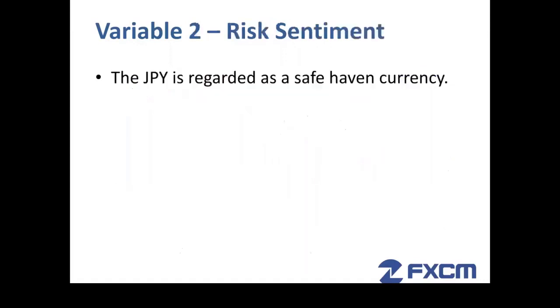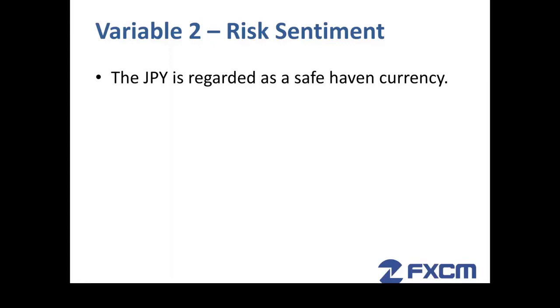The second variable is risk sentiment. The Japanese yen is regarded as a safe haven currency, and there are a few reasons for this. First of all, Japan has a current account surplus and is regarded as a net creditor. Also, the interest rates in Japan are extremely low. At the time of this recording, they're actually negative. And that means that there is incentive for Japanese investors to look for higher yielding assets offshore. This is called the carry trade.